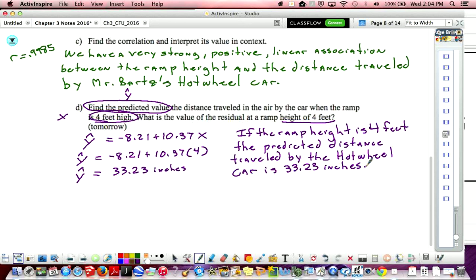All right. The last question up here says, what is the value of the residual at a ramp height of 4 feet? It says in parentheses, tomorrow. I will wait till tomorrow to talk about residuals. So we will stop right there.